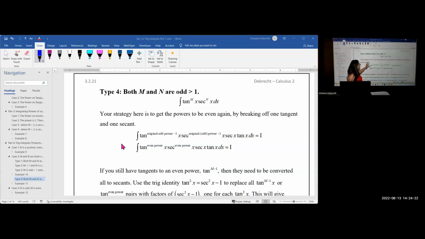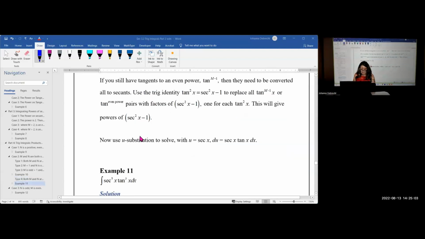So you'll break off one tangent and one secant, and that will give you secant tangent dx, which will become your du. Well, if secant tangent is going to be du, then they've all got to go to secant. So you'll have to take your tangents, which would be the original odd power minus 1, so that it's even. It's definitely an even number. You'll pair them up, and you'll convert them using the Pythagorean identity that converts tangent squared into secant squared minus 1. So you'll convert each of those, and then you'll have powers of secant in some polynomial type expression with the differential of secant of tangent.